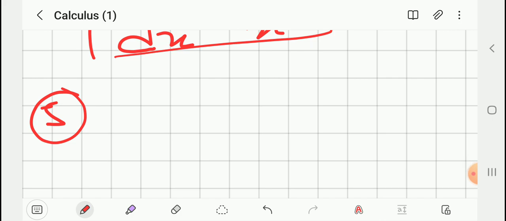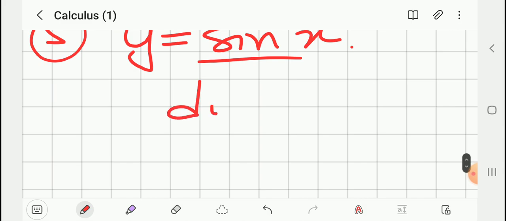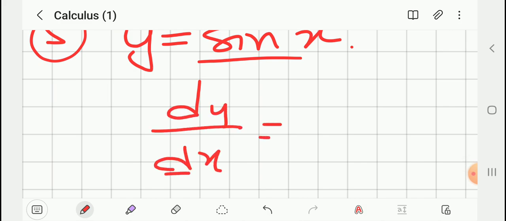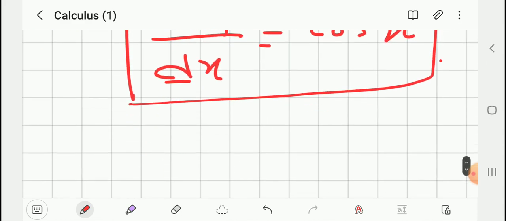Fifth formula, when y is equal to sin x. When y is equal to sin x, the differentiation value dy by dx is cos x. Again, it's a formula. Just learn this. We'll come to this after this. Don't worry.